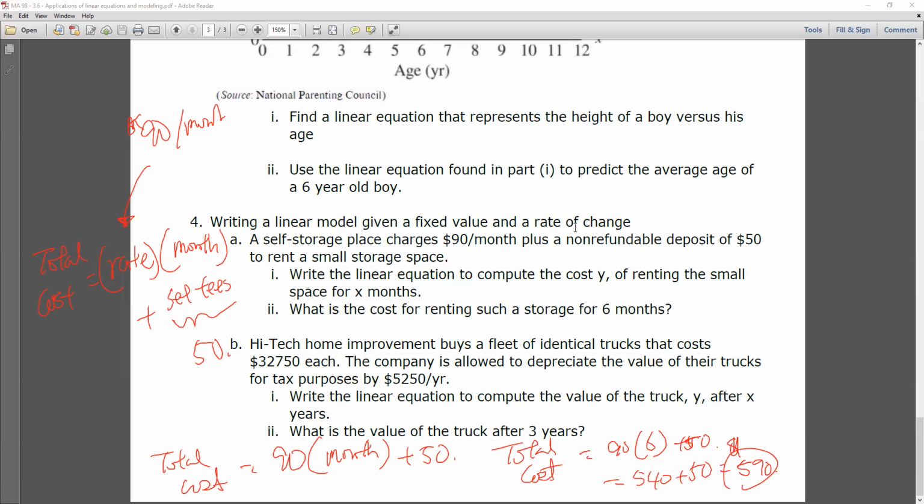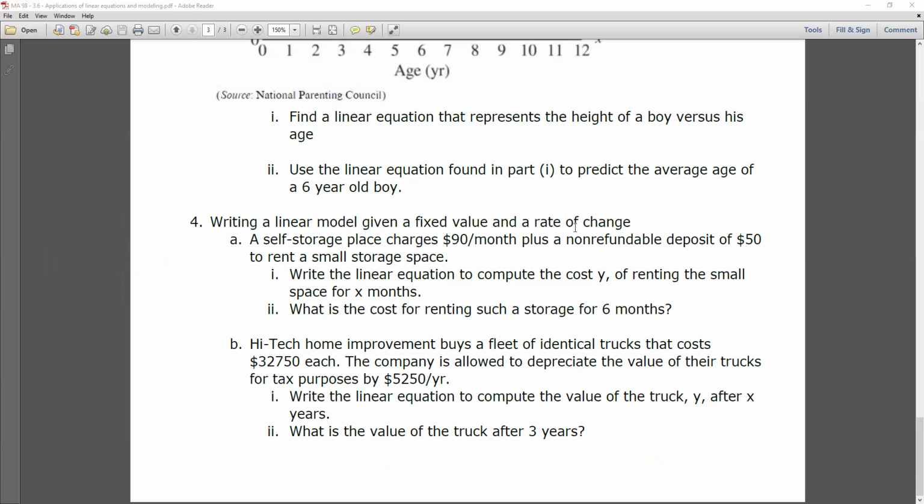All right, same here for part B, same idea. Let's figure out the equation for it. High-tech home improvement buys a fleet of identical trucks that cost $32,750 each. The company is allowed to depreciate the value of their truck for tax purposes by $52.50 per year. What is the linear equation to compute the value Y of the truck after X years?